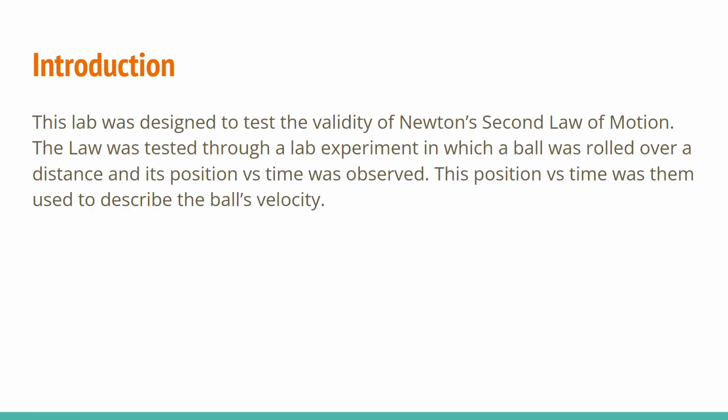Introduction. As an intro to this lab, the lab was designed to test the validity of Newton's second law of motion. The law was tested through a lab experiment in which a ball was rolled over a distance. This distance was 8 feet, which was measured by a tape measure, and then its position versus time was observed. These position versus time numbers were then used to describe the ball's velocity and the direction that it traveled, further giving proof to Newton's second law of motion.